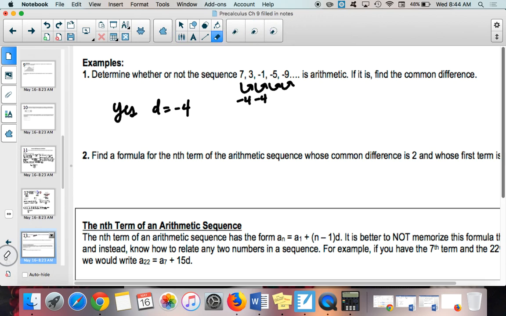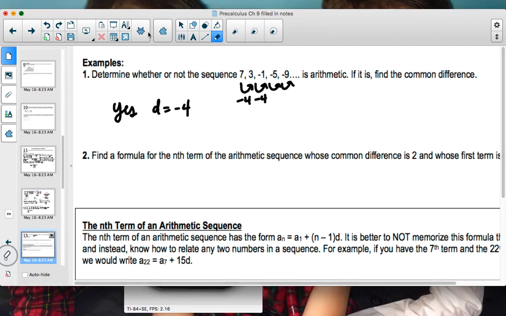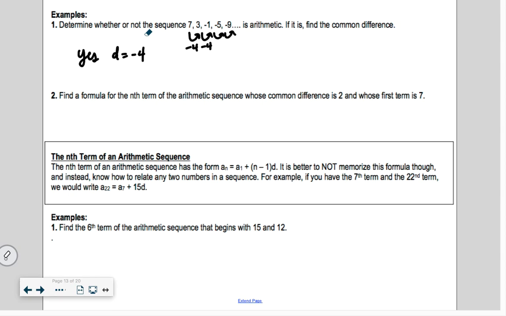Okay, so number 2 says find a formula for the nth term of an arithmetic sequence whose common difference is 2 and whose first term is 7. So this is tricky. I talked about swoops before. Do you guys remember when I talked about swoops? So if I have 7 and my common difference is 2, what's my next term? 9. My next one would be 11, 13, 15, right?